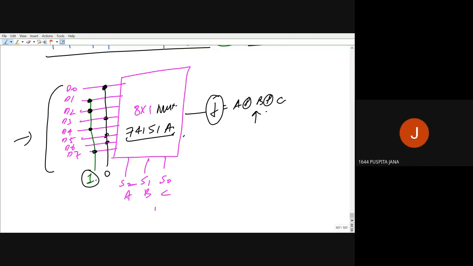Sir, 74151A, sir, what is the meaning of this? This is the name of the IC. This is just a normal name. Okay. Okay.